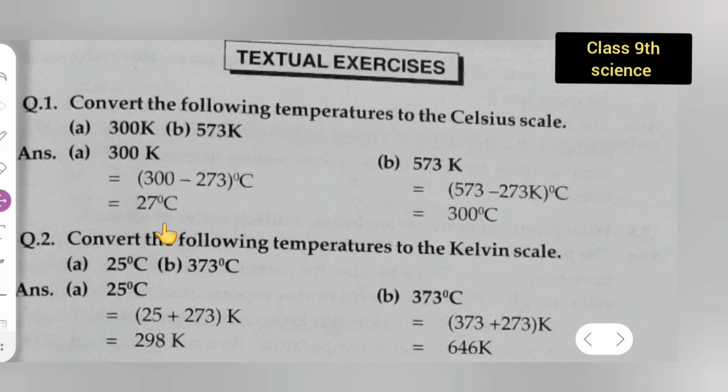Okay, next is 573 Kelvin. Okay, so 573 minus 273, degrees Celsius. So minus and see what you are going to get. After converting also you will get 300 degrees Celsius.